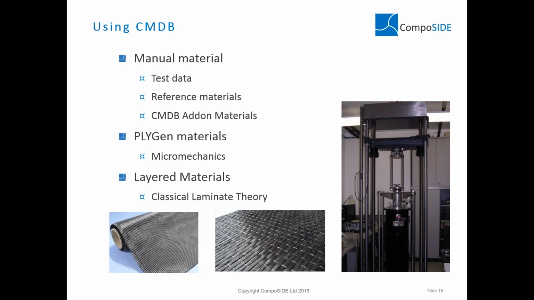environment. You can also create materials, so a PlyGen material uses micromechanics to create stiffness and strength properties based on a fibre, a matrix, and a processing type. And you can also create small laminates, so layered materials using classical laminate theory to create multi-axial plies, such as quadraxials out of a set of UDs if you only have the UD testing data.